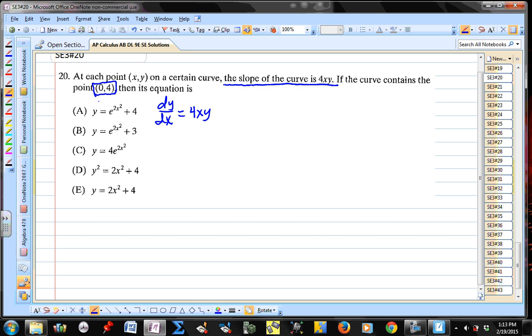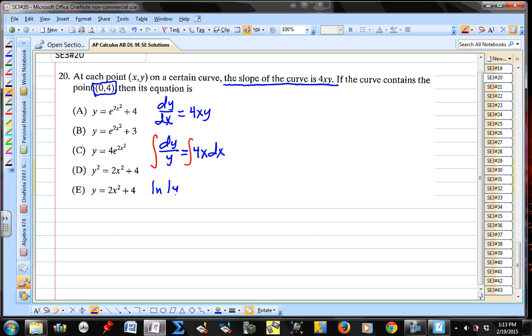Well, let's solve this differential equation. We'll first get a general solution, then we'll get a particular solution. To solve this differential equation, we'll separate the variables. Let's get all the y's on one side, so we divide both sides by y, and all the x's on the other side, so we'll multiply both sides by dx.